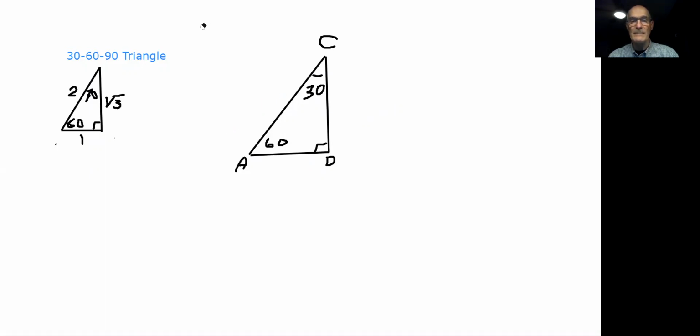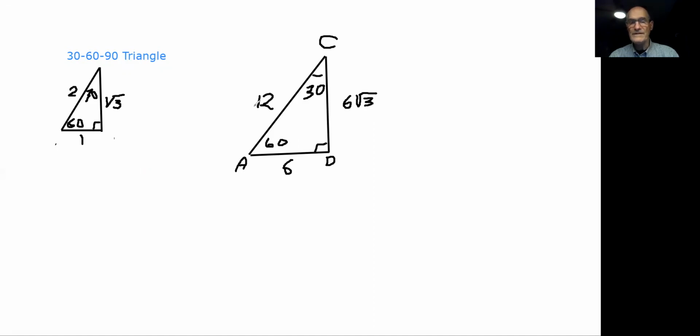Now, the final type of problem you can get is you start with the long side over here. Now, if I say this is 6 times the square root of 3, then I know that this side here is the short side times the square root of 3. So when I'm going from the long side back to the short side, I would divide by the square root of 3. So that would make this side down here 6. And then since the hypotenuse is twice the short side, the hypotenuse would be 12.